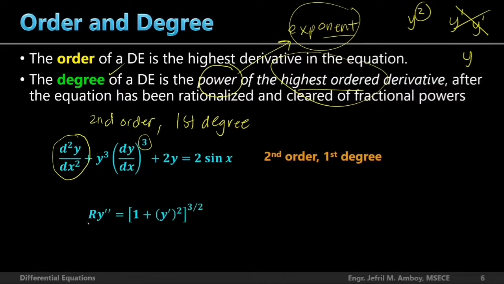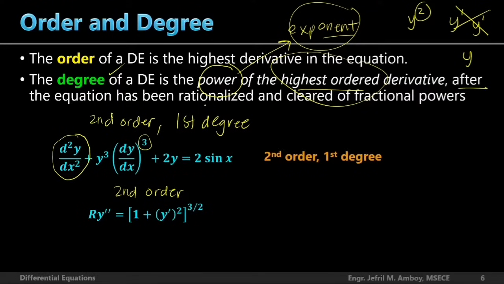So, how about this second example? R y double prime equals the quantity 1 plus y prime squared raised to 3 halves. Okay. So, of course, the highest derivative here is the second derivative. So, this must be a second order DE. How about its degree? Okay, you might say that, sir, parang nakalagay dyan, y to the 1 yan. Y double prime raised to 1. So, kagaya kanina, this must be a first degree equation. Okay? Actually, it's not. Hindi ito first degree. Bakit? Kasi, hindi ko nabanggit kanina yan, no?